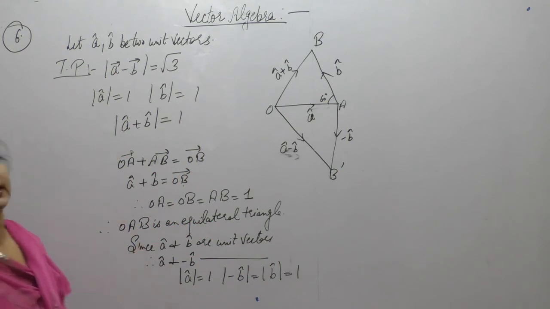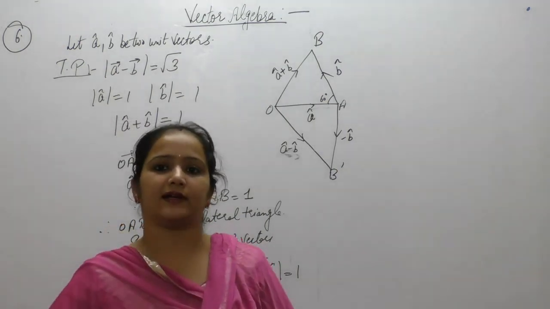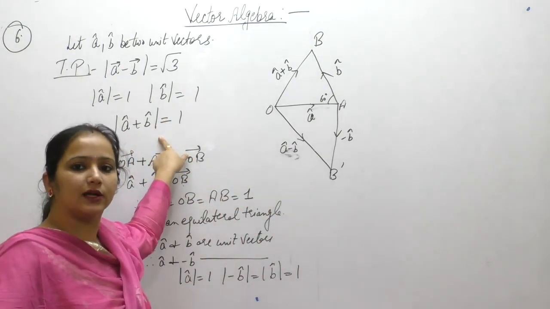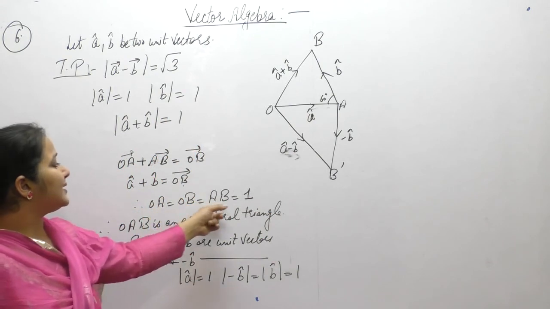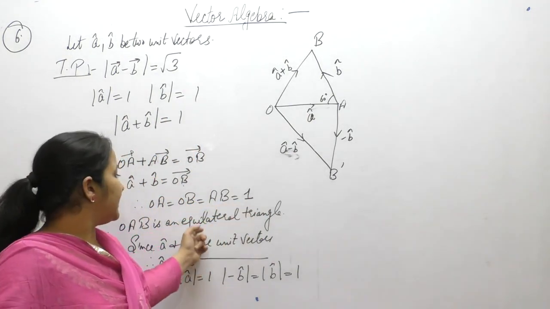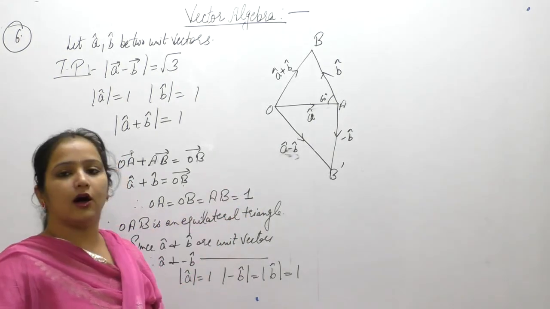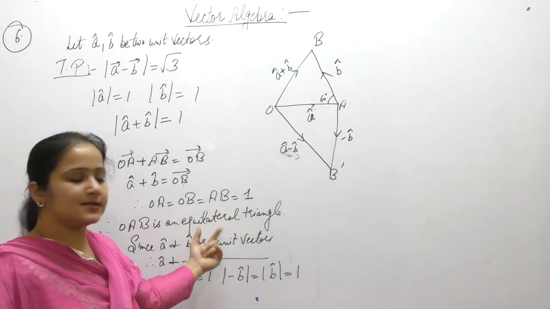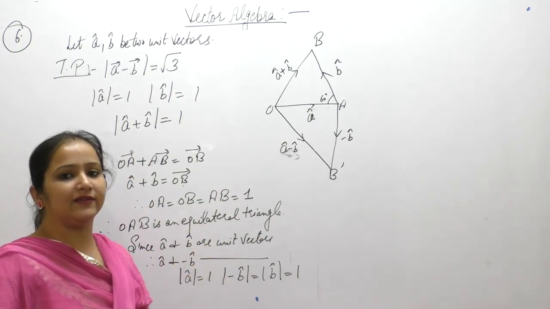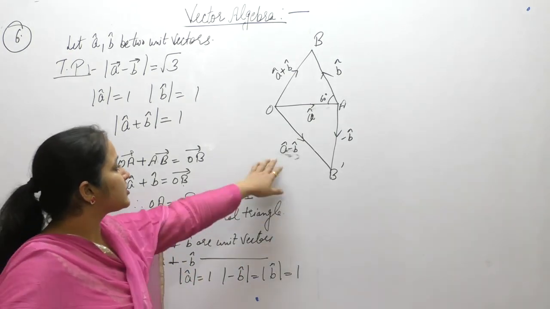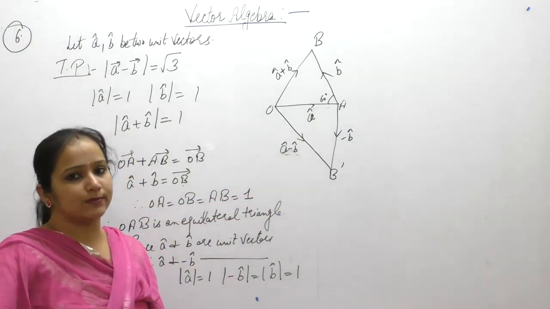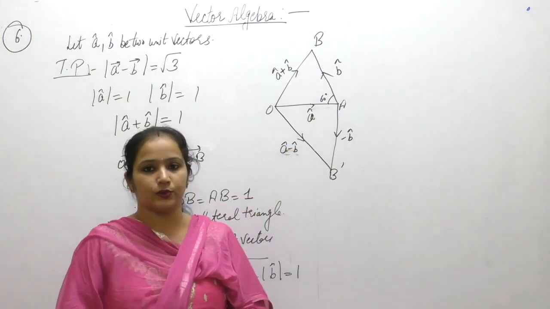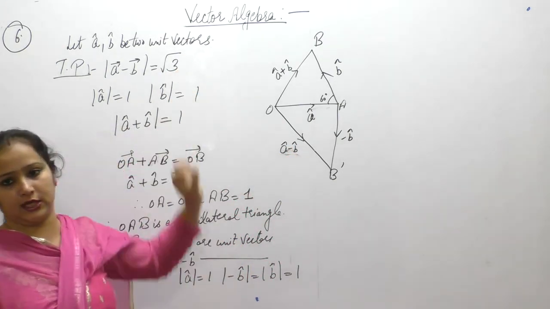I am again repeating. We are given that A vector and B vector are two unit vectors and their sum is also a unit vector. Now all three sides of the triangle are equal, therefore it is an equilateral triangle and each angle is 60 degrees. Since A and B are unit vectors, the magnitude of the negative vector is also a unit vector. So this vector is A cap minus B cap. Now we want to prove that the magnitude of this vector is equal to square root of 3 units.